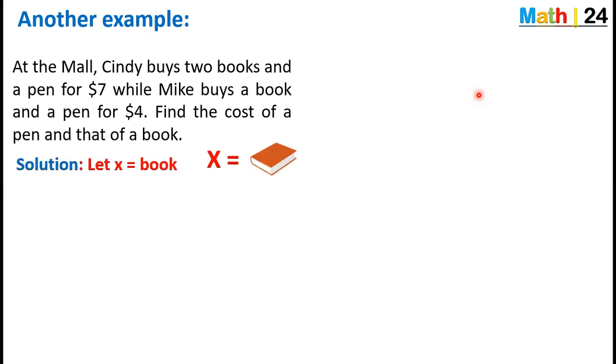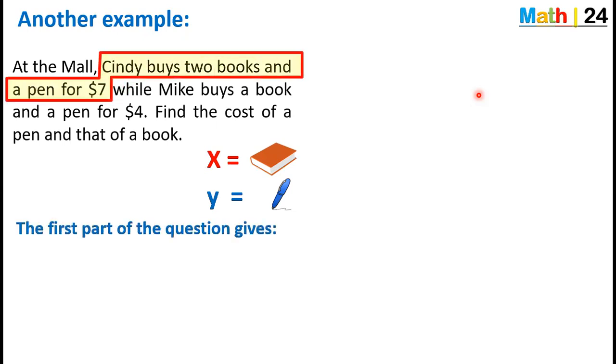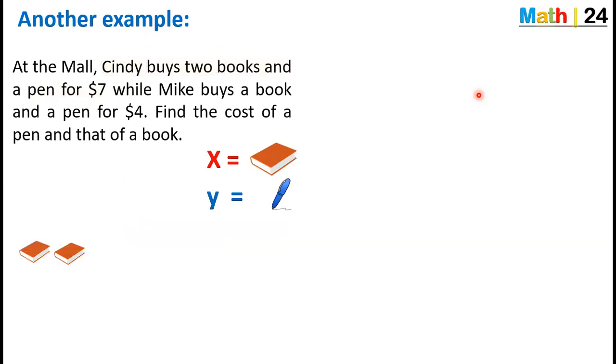So let's see, let a book be X because they buy a book, and they equally buy a pen, let the pen be Y. You can use A and B, you must not use X and Y. You can use A and B, C and D, whatever will make you happy. So the first part of the equation gives us, Cindy buys 2 books. So we have 2X and a pen. A pen is 1 pen. So 2X plus 1Y, or just 2X plus Y. So 2 books plus 1 pen for $7. Write it now in mathematics language. 2X plus Y equals 7.